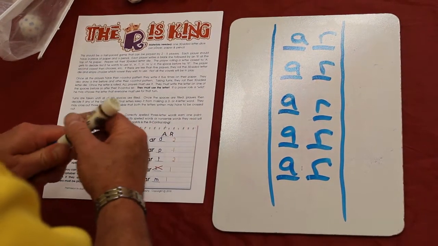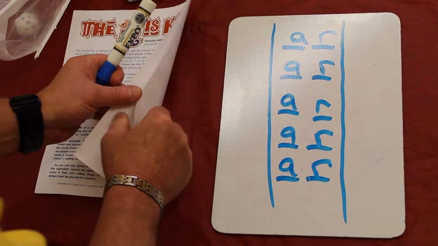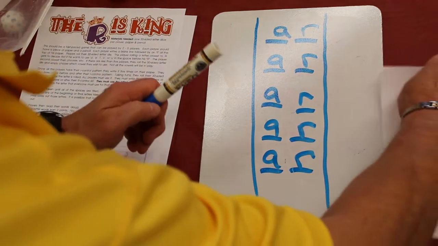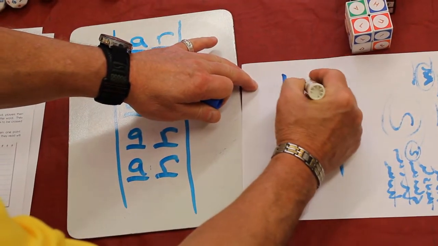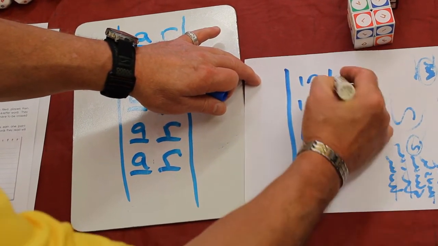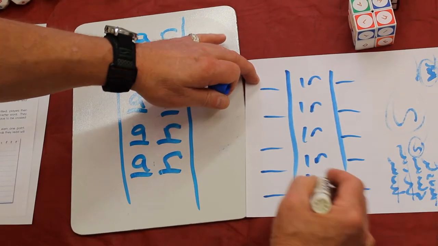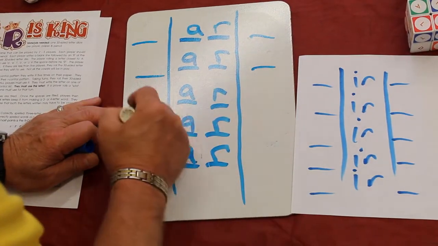Now, everybody, another sheet. Use the back of this, we were just on Letter Lotto. Another sheet might look like this: IR, IR, IR, IR, IR. Now we're going to create words. And I need lines here.